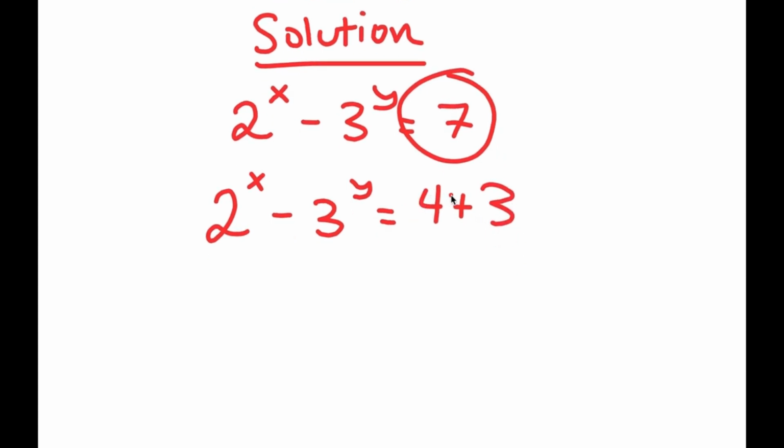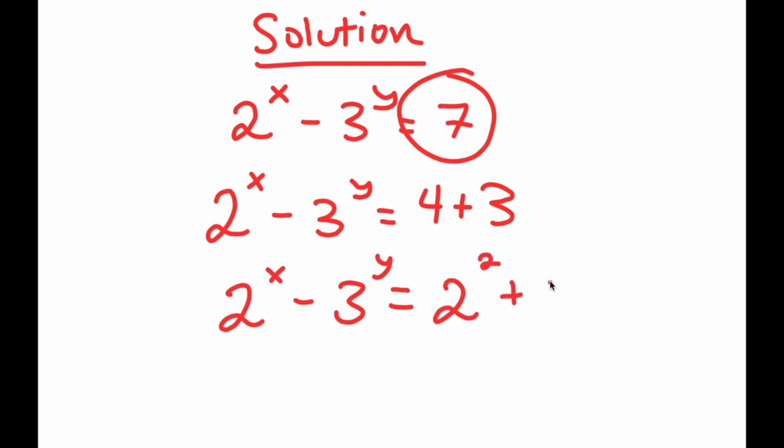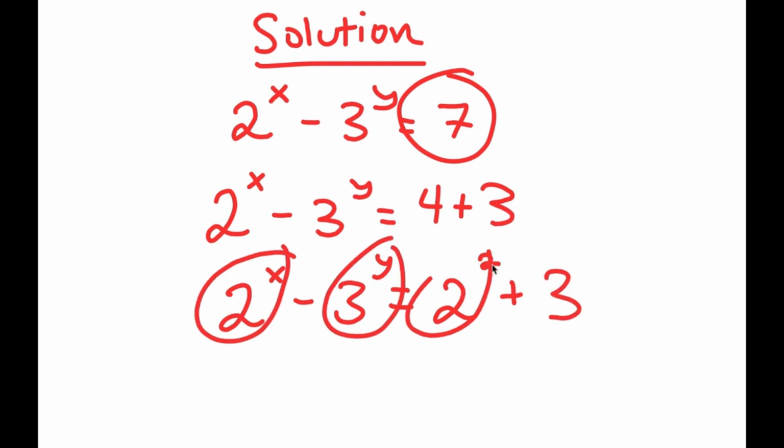And the reason I did this was because 4 is the same thing as 2 squared. So now I get 2 squared plus 3. And notice how I have something in the form 2 to the power of number minus 3 to the power of number is equal to 2 to the power of number. And I also have 3 to the power of 1.